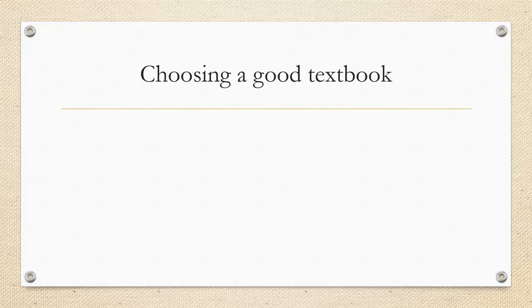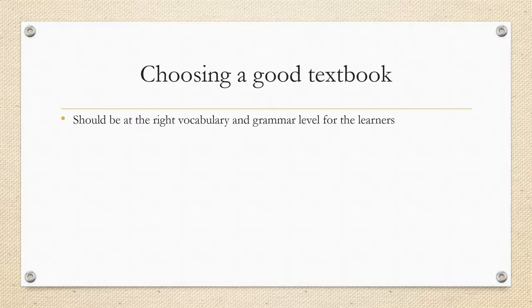So assuming that maybe we want to use a good textbook, there are systematic ways that we can go about choosing a good textbook. Some things that we need to pay attention to: the vocabulary and grammar level should be appropriate for the level of the learners. Now, obviously, we've done a needs analysis to try to get at the level of the learners. Hopefully that would hold fairly true over most of the students that you would have in the course.